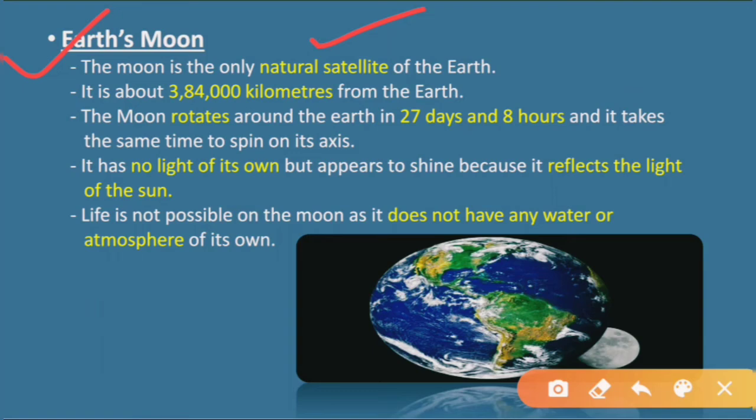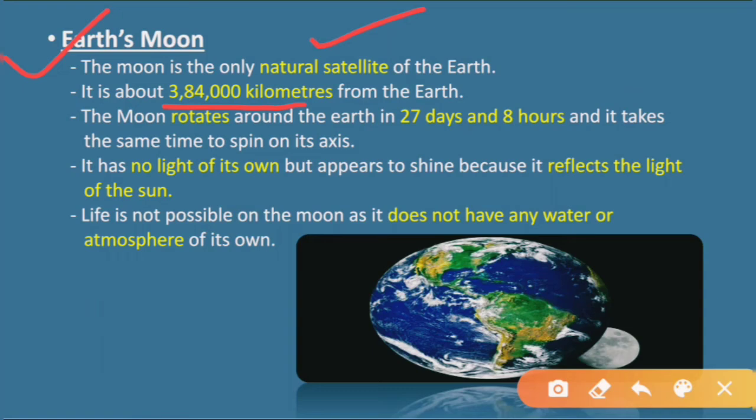Next, it is about 3,84,000 kilometers from the earth. Means how much distance far away from us? It is around 3,84,000 kilometers from the earth. That is the distance of the earth and the moon, right?